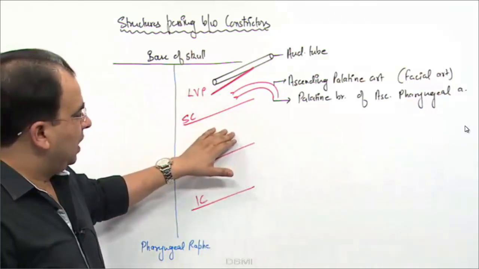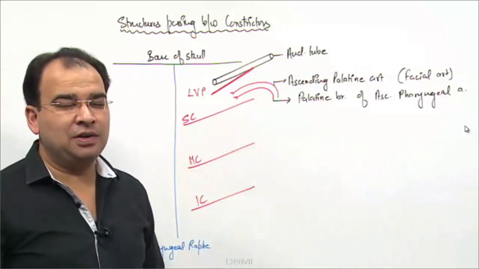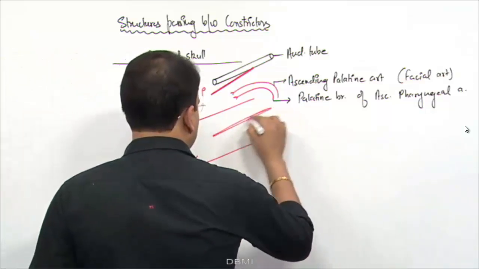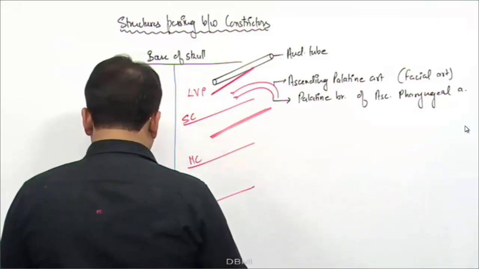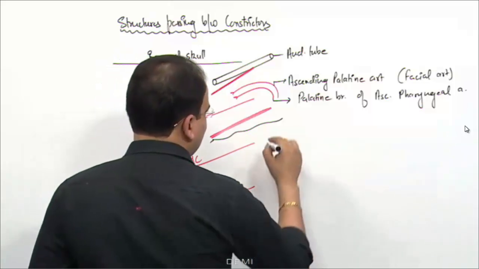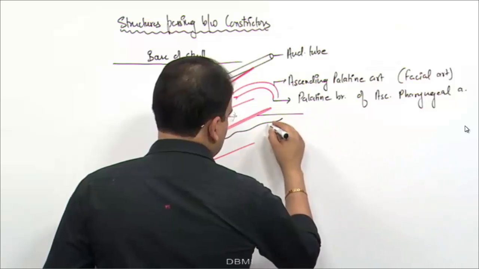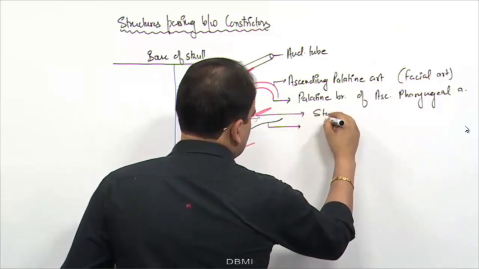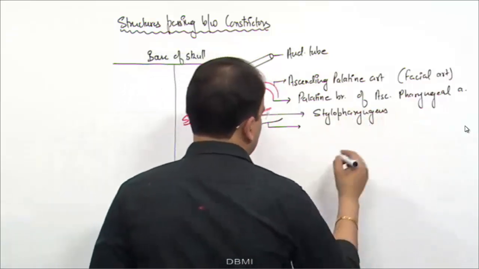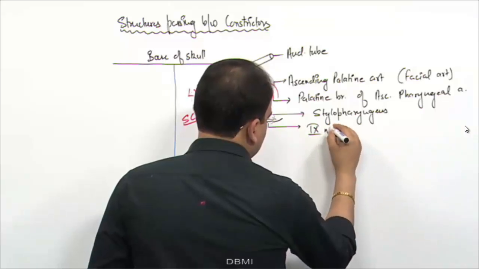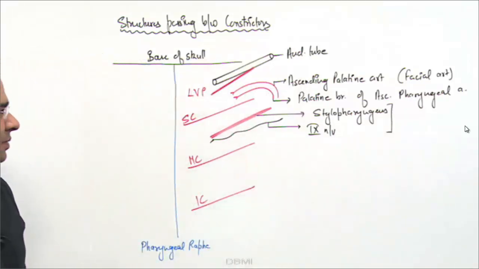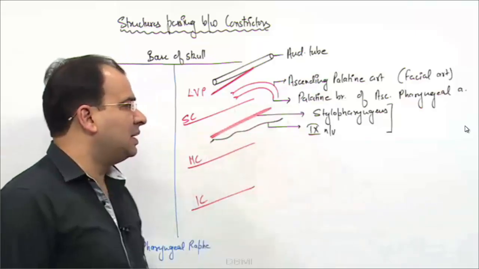The second gap is about that one muscle of the pharynx which has a different nerve supply. If you remember, the muscle stylopharyngeus. What is the nerve supplying stylopharyngeus? That is the glossopharyngeal nerve. So the stylopharyngeus muscle along with the glossopharyngeal nerve: these are the two structures passing between the superior constrictor and the middle constrictor.